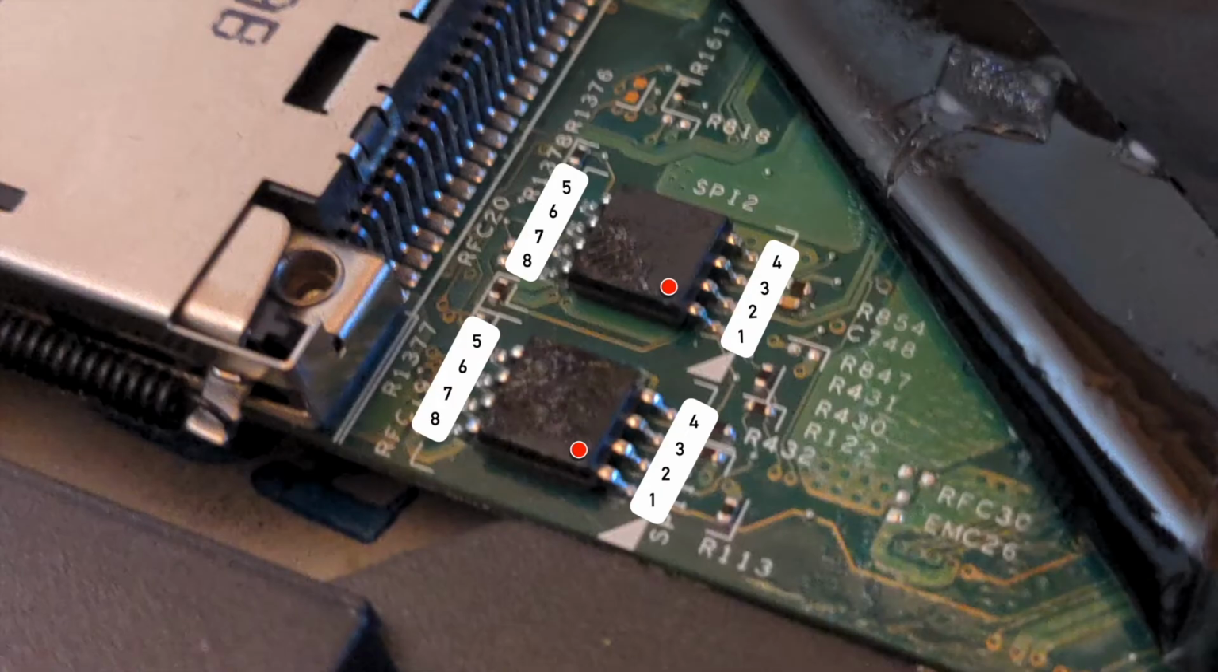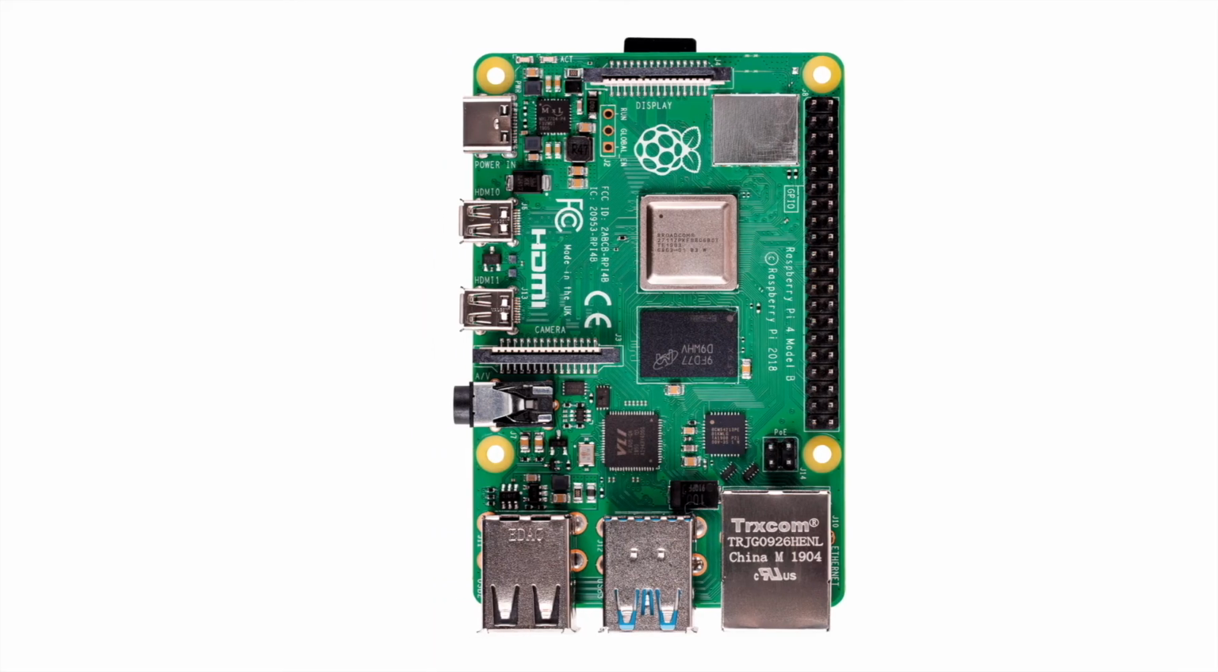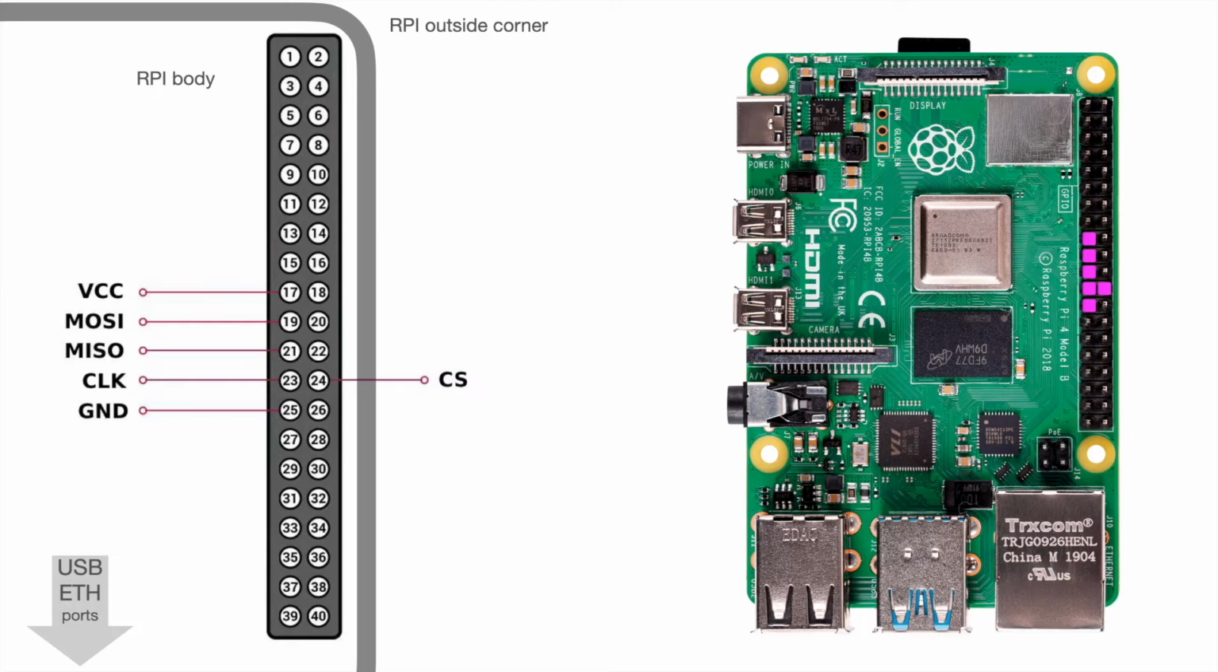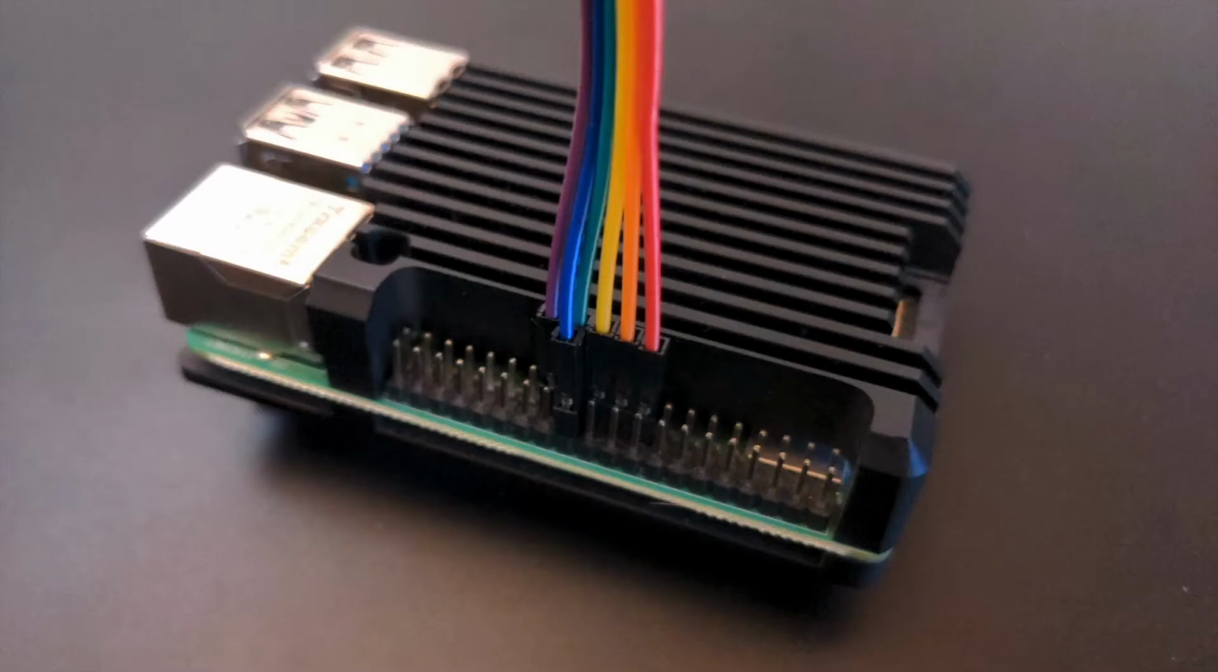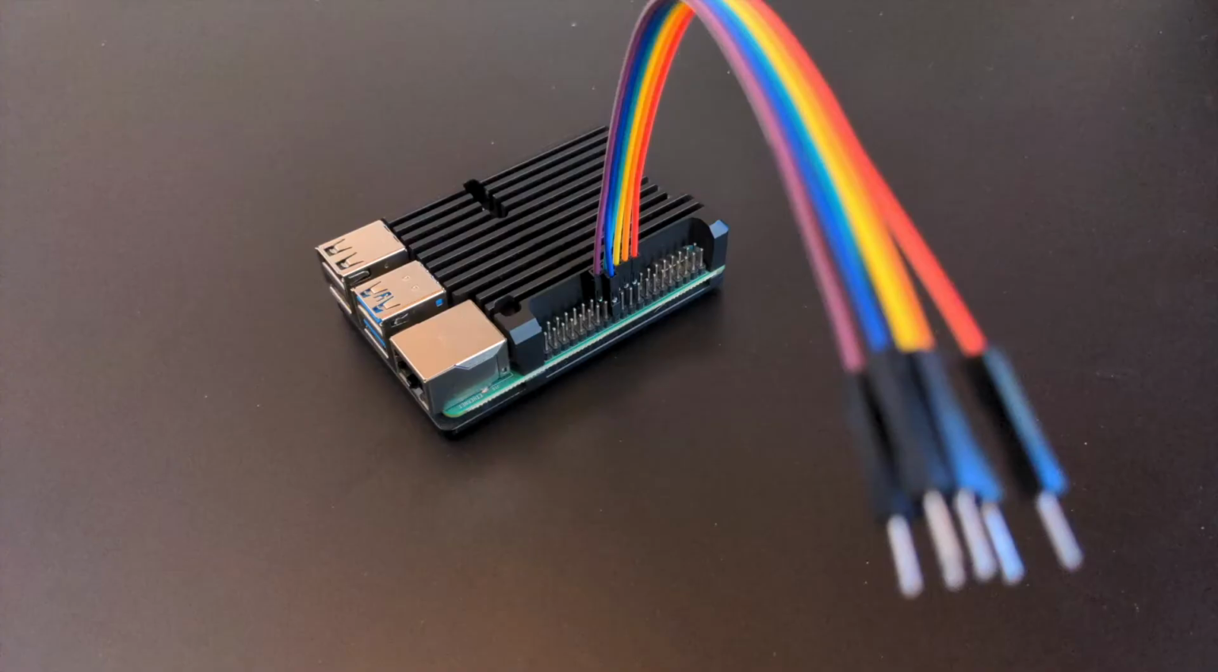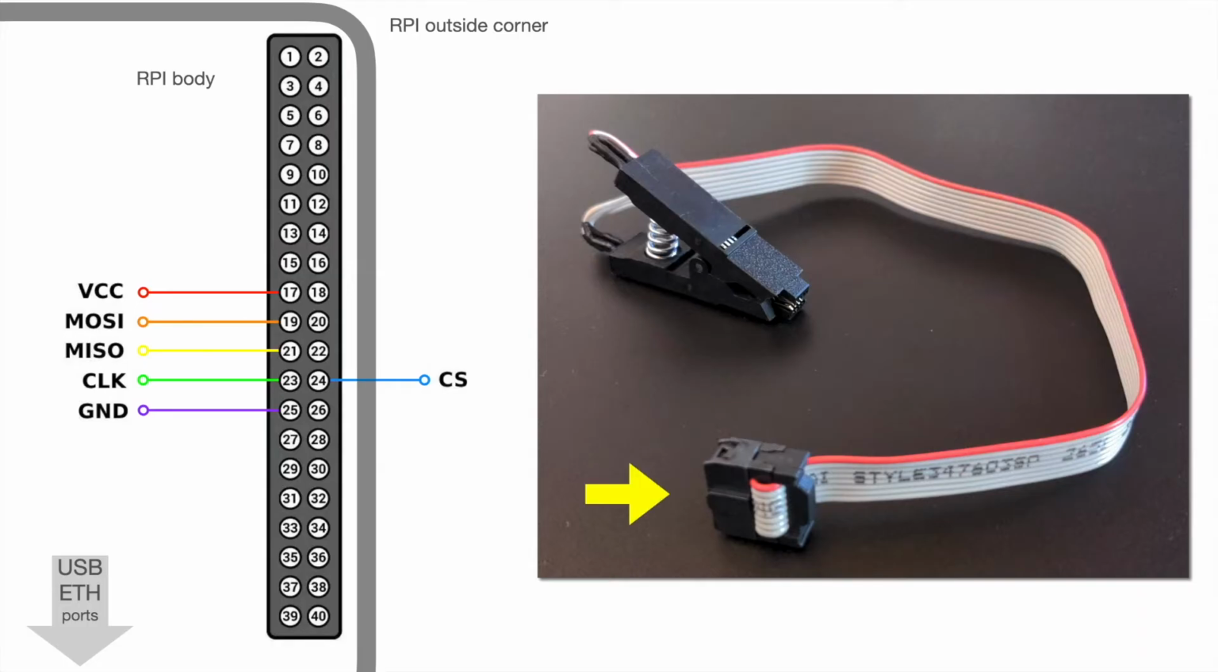Now we move on to the Raspberry Pi. These are the 6 pins that you need to connect to the chips. At this point it is very easy to make a mistake. So I recommend to print out this diagram, and color code all connections to match your 6 DuPont cables, as I have done. The male end of the cables will go straight into the test clip female connector.